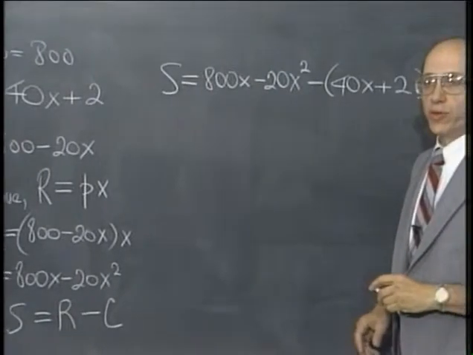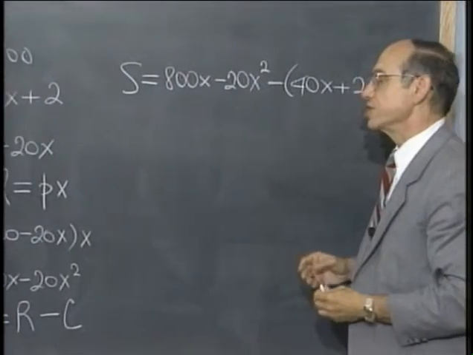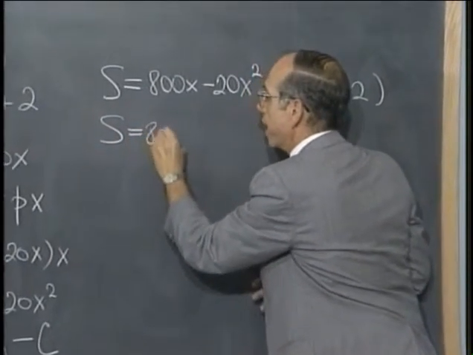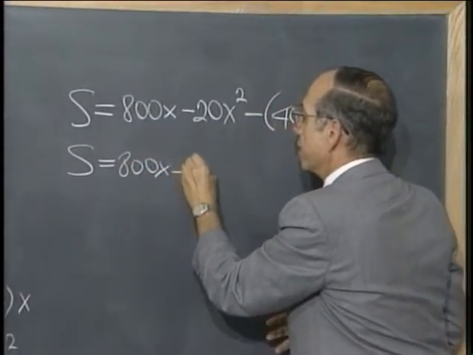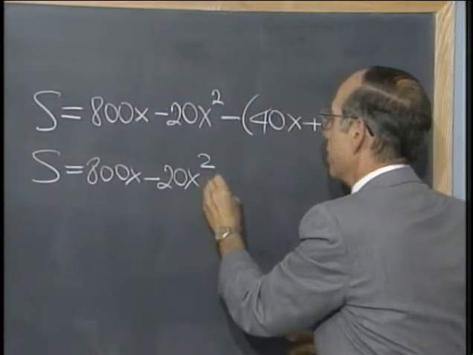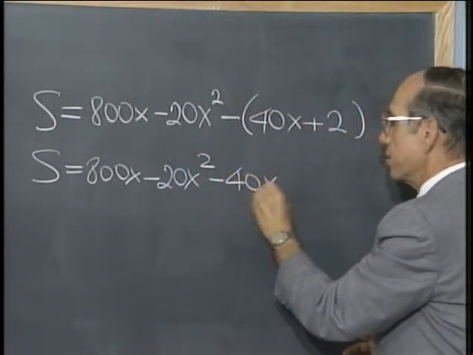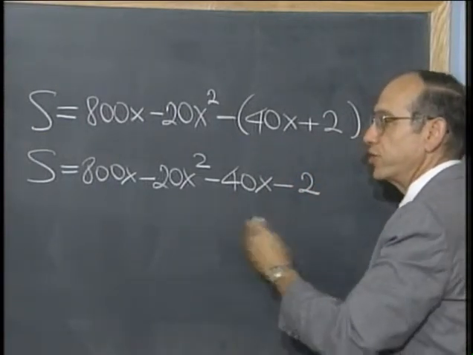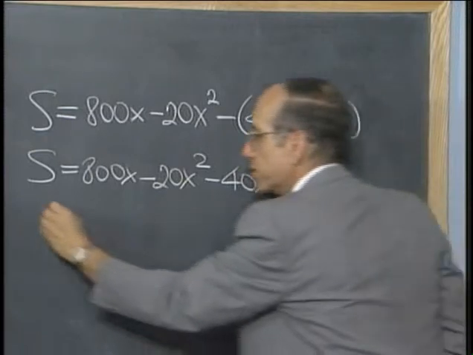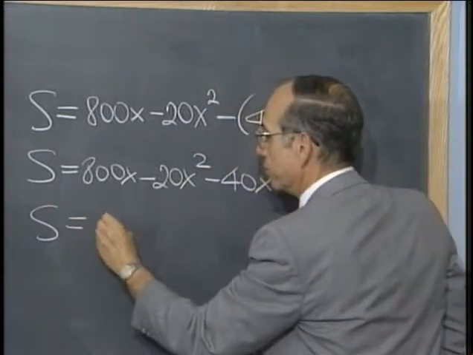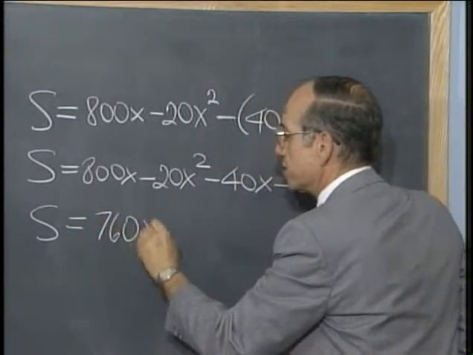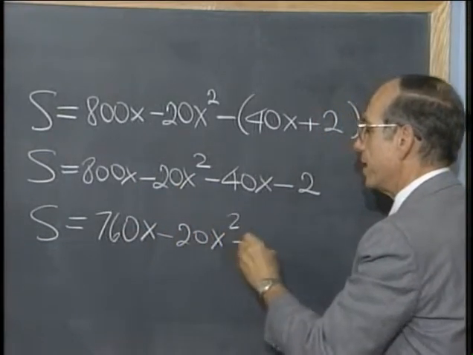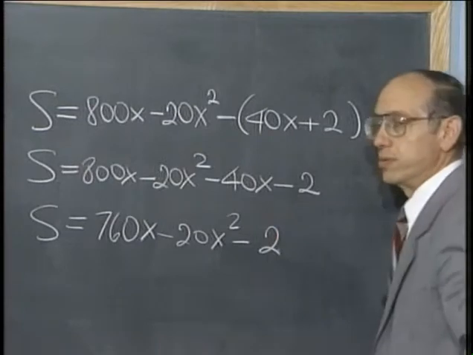Now I'm going to remove the parentheses, combine like terms, and get a single expression for profit. S is equal to 800x minus 20x squared minus 40x minus 2. Combining the like terms, 800x minus 40x, we have S is equal to 760x minus 20x squared minus 2.